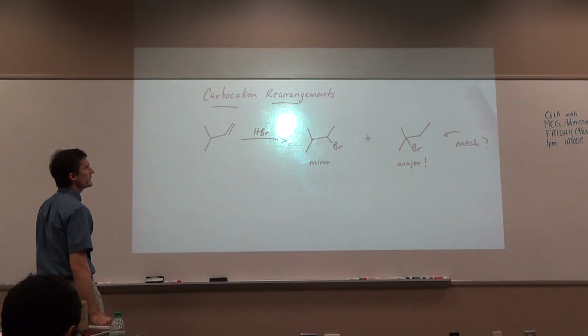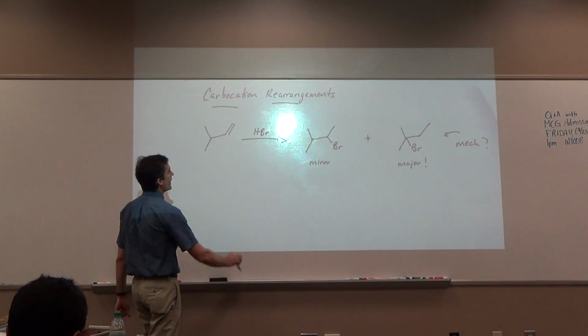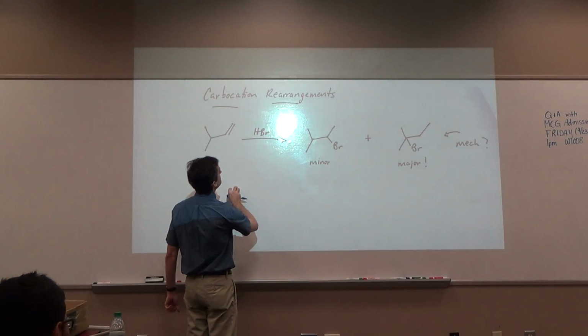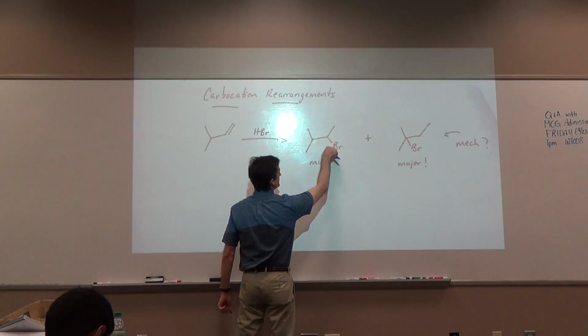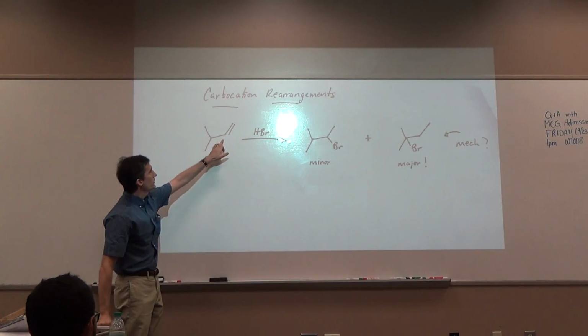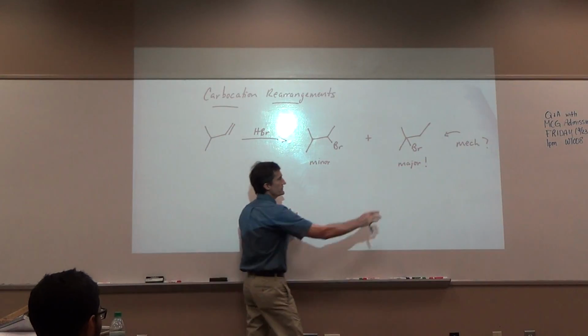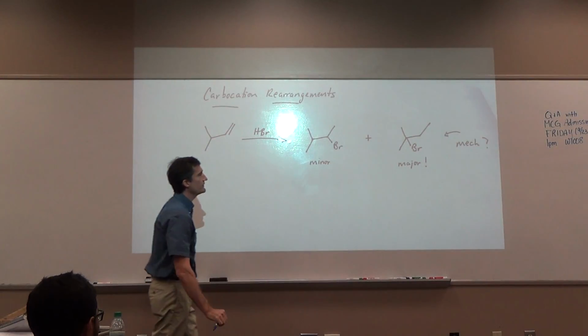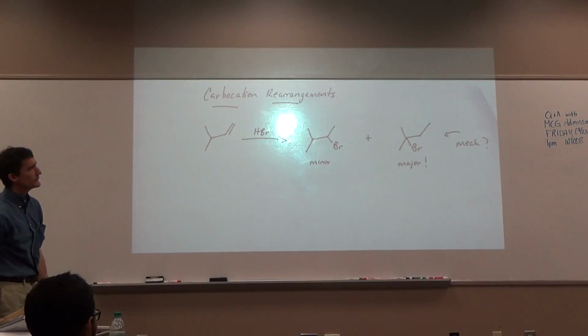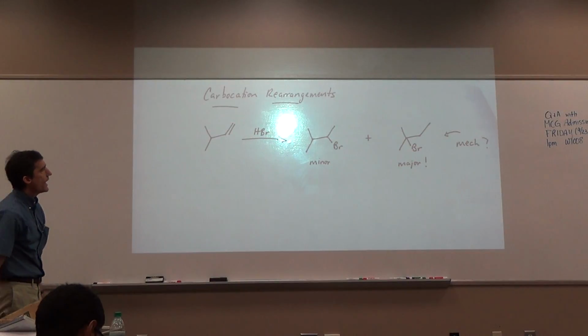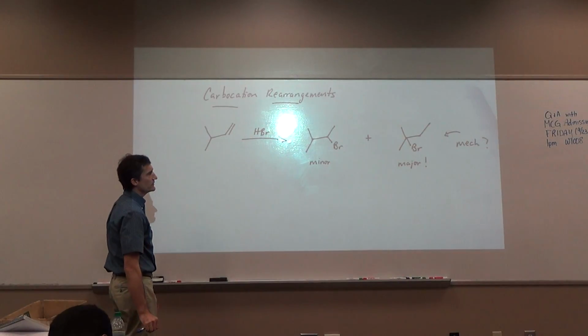Let's look at carbocation rearrangements. We introduced this one last time. With HBr, we might predict this to be the major product. Bromine ended up here because the cation is here. But actually this is the major product. How do we get this? It's a carbocation rearrangement. It involves a skeletal rearrangement.